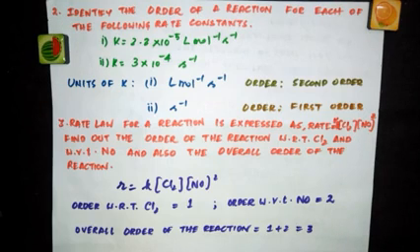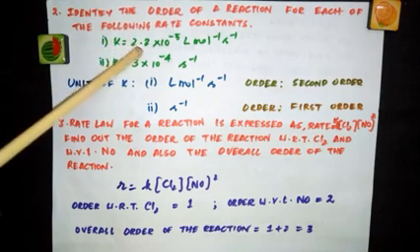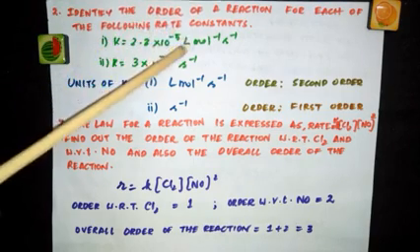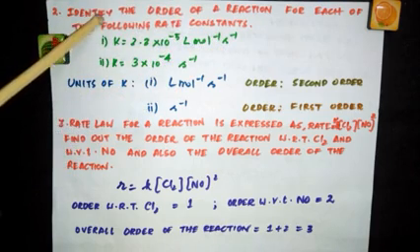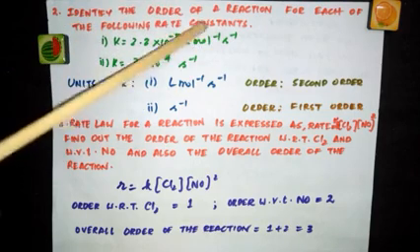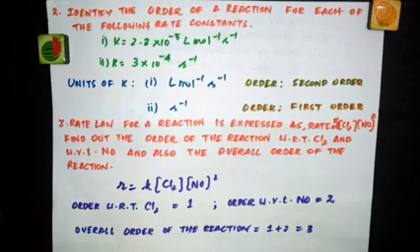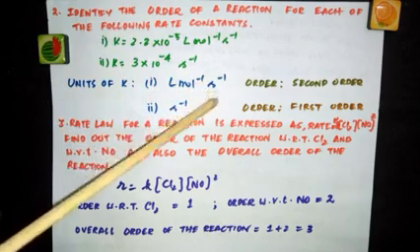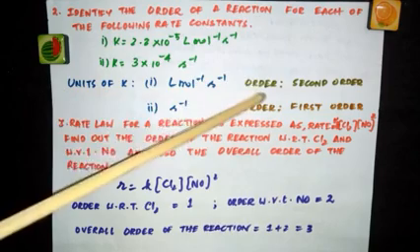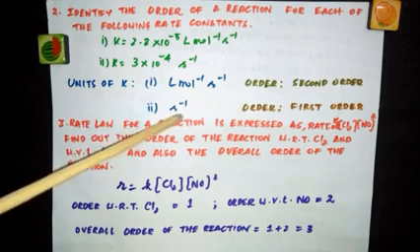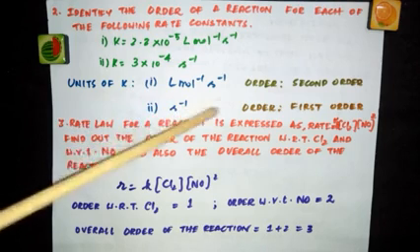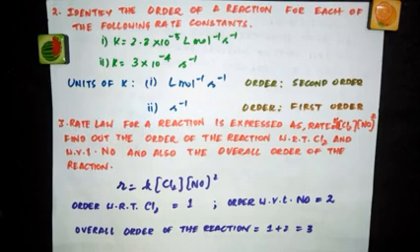Next question. Identify the order of a reaction for each of the following rate constants. They have given you the value of rate constants. K is equal to 2.3 into 10 to the power minus 5 liter mole inverse second inverse. So now they are asking you to identify the order of the reaction. I told you by looking at the units you can find out the order. So liter mole inverse second inverse unit for K is for second order reaction. So this is a second order reaction. In which reaction does K have the unit second inverse? First order. So this is a first order reaction.